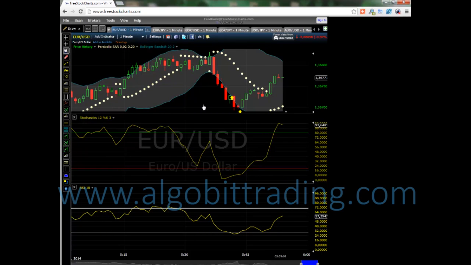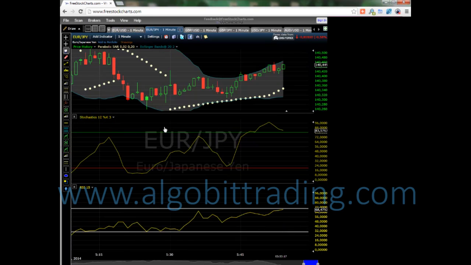And you can see what happened with the euro dollar. I entered the trades here and here, and it went quite strongly up. But for this system of trading, I still don't have the confirmation of the stochastic or the RSI, so I'm not entering these trades. And on the euro yen, maybe we can make a trade here. We can make a trade on the euro yen. I still see the RSI is not there, it's just touching the upper line.